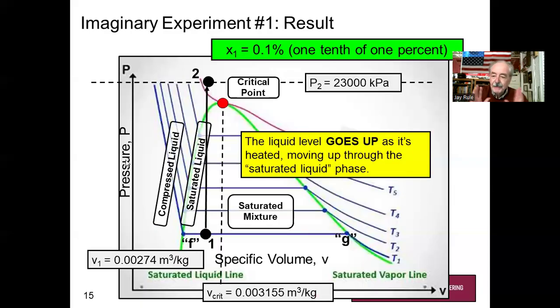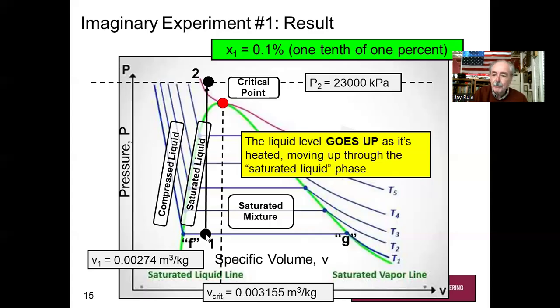Let's pinpoint it on the PV diagram. Okay, here's going to be our process. So here's our imaginary experiment result. We're going to plop down our state near F. I've labeled it 0.00274. Let's see where we are relative to the critical point, relative to the critical specific volume. I've labeled the specific volume at the critical point, 0.003. So here we are, 0.00274.